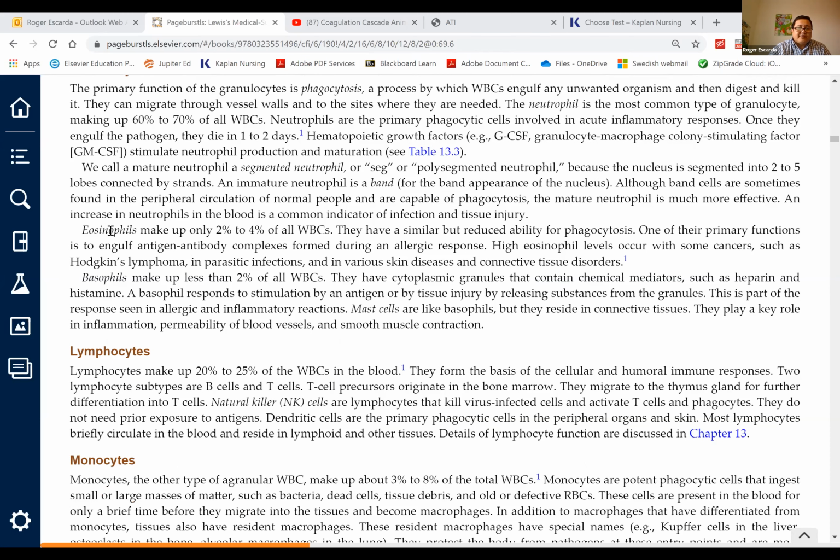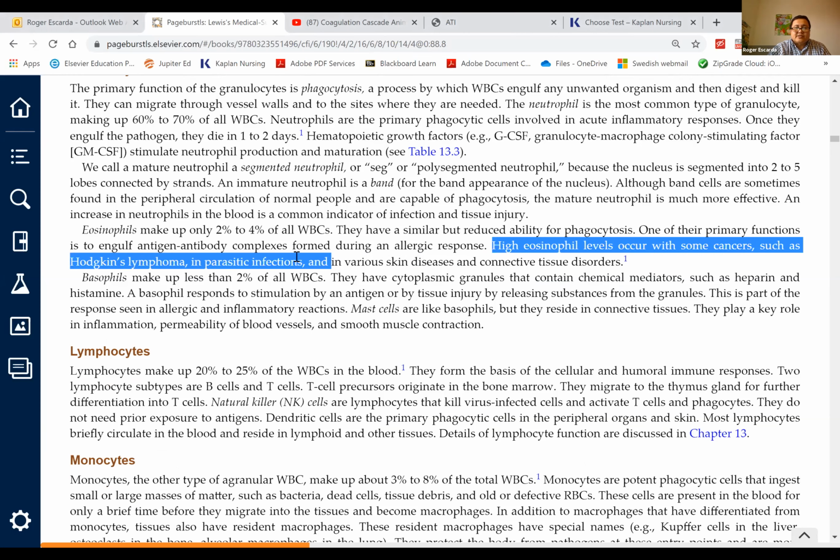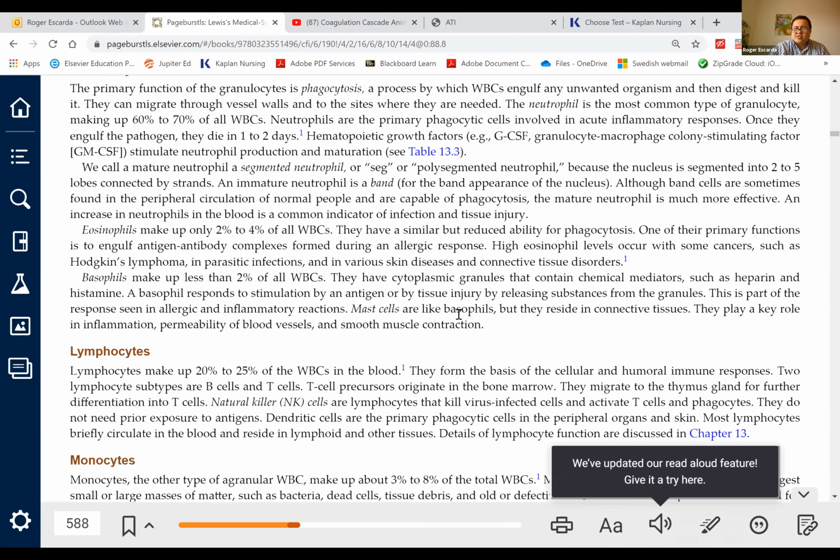And here you have explanations, EOs, what they're used for. Right here, high levels occur in some cancers, lymphoma, parasitic infections, right? So it's not really true that when you have an elevated white count, it's automatically an infection. It really depends what type of white blood cells the total white blood cells are mostly made of. Questions about that part?